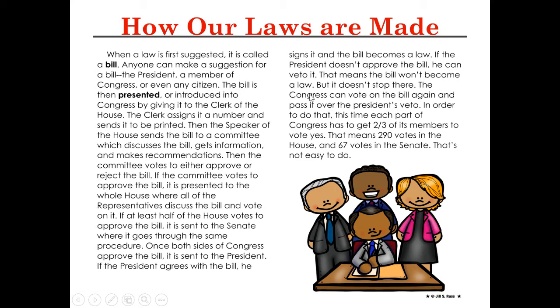The Congress can then vote on the bill again. So if the president says no, it goes back to Congress and it would pass over the president's veto. In order to do that, though, this time when it goes back into Congress, it has to get 2/3 of its members to vote yes. So 2/3, that means 290 votes in the House out of the 435 and 67 votes out of 100 in the Senate.